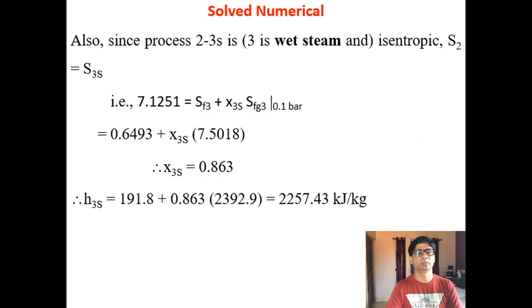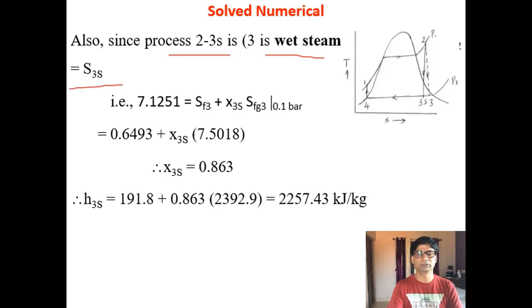Now we know that process 2 to 3s is isentropic. Point 3 is wet steam. S2 is equal to S3s. If I go to that diagram, you can see 2 to 3s is isentropic. That means S2 is equal to S3s. S2 you noted from the superheated steam table.